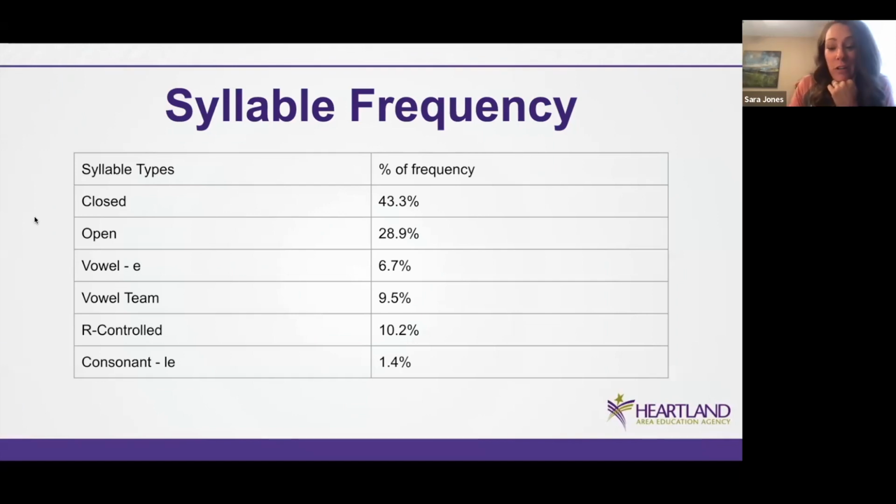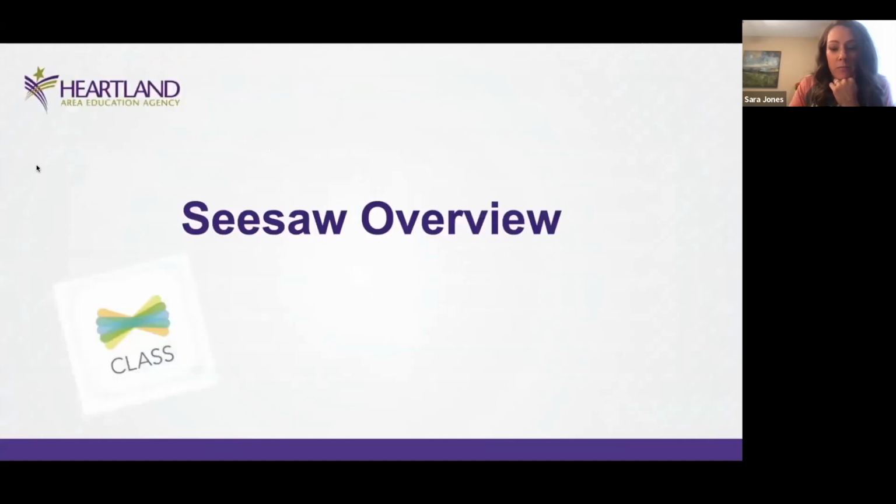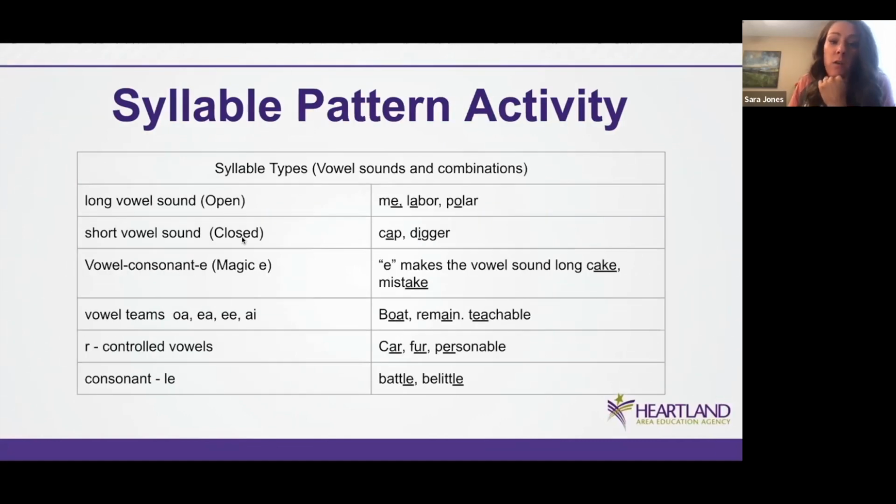So what is an open and closed vowel? Open syllables are when you have a word like me, where you hear the long vowel sound at the end. Closed would be cap, when it's a short vowel syllable between two consonants. And then there are other things as well.